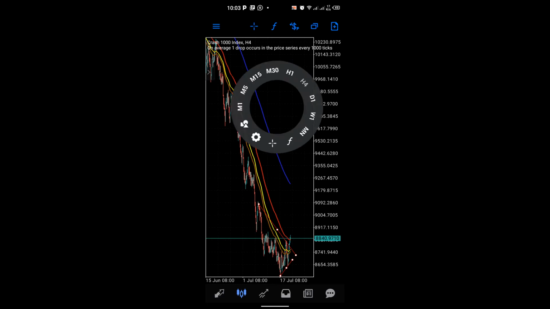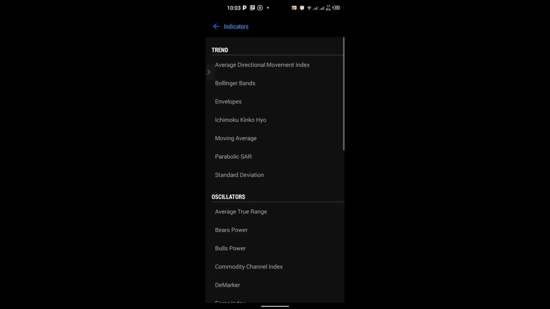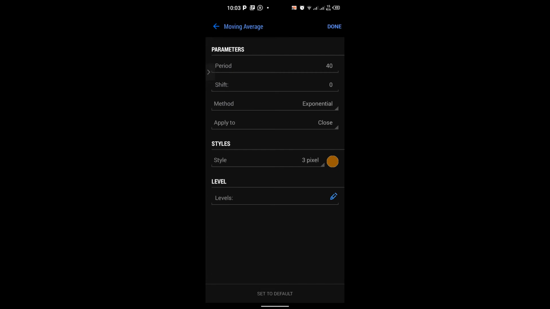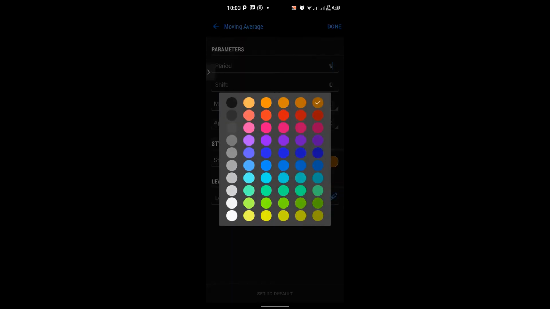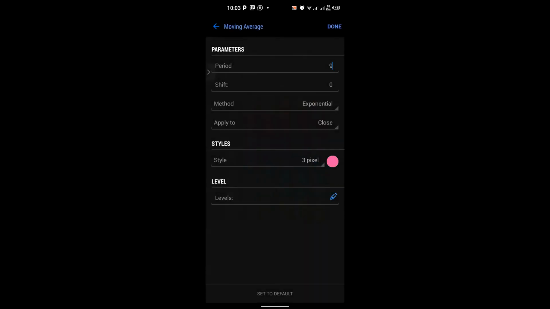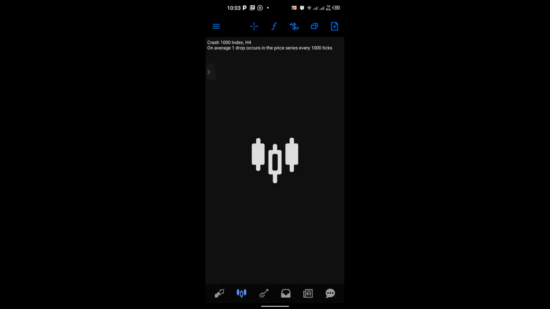For example, let's add the moving average 9. What is 9? So let's add 9. Let's use which color? Let's use ladies' color because the ladies are not talking. See if they will talk.